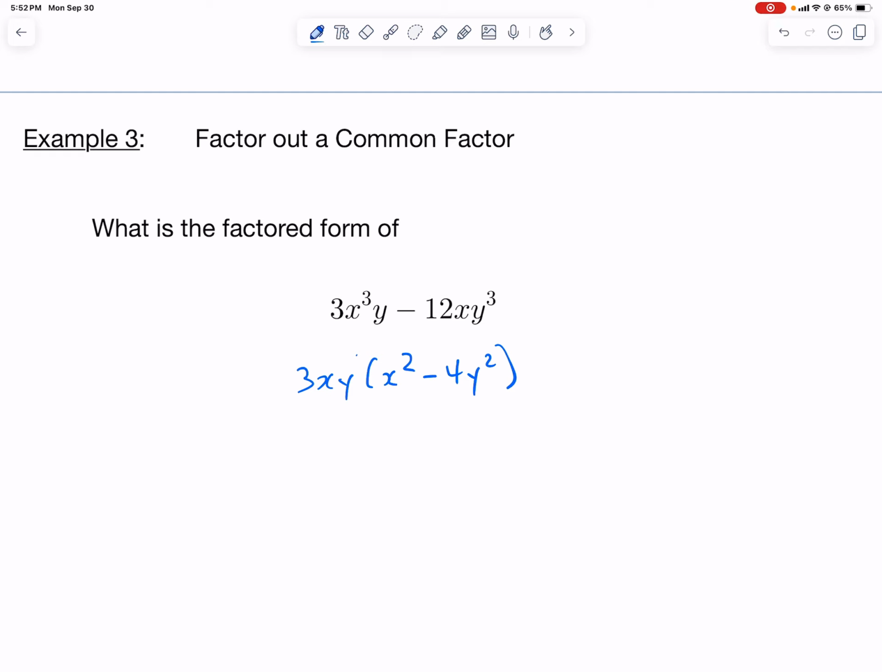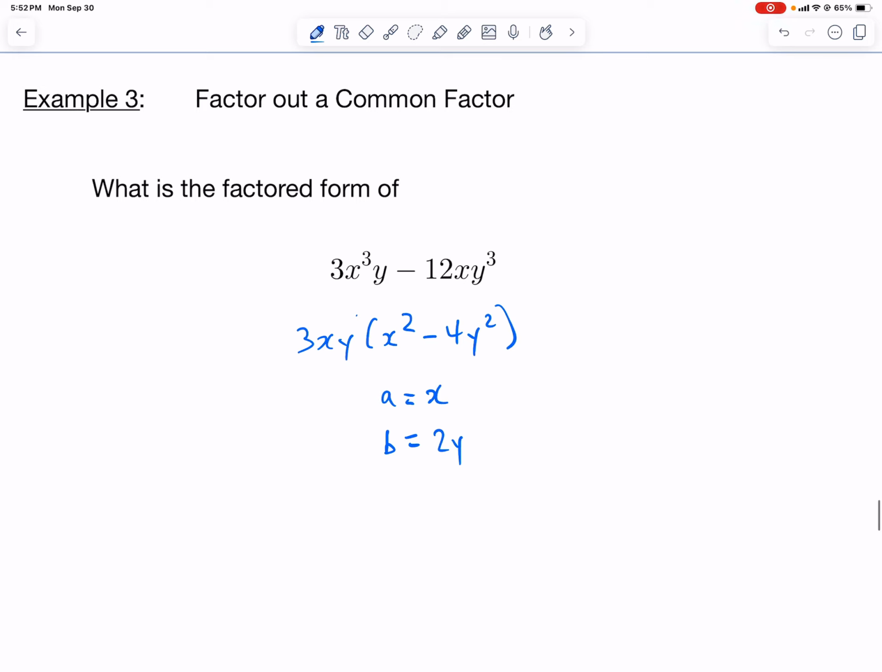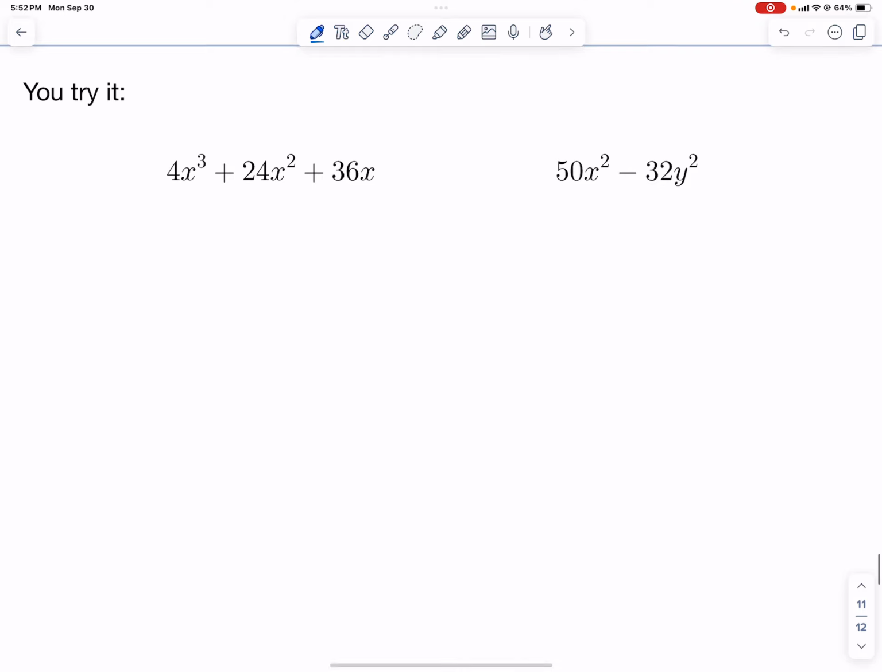So let's go ahead and identify our a. In this case, it's going to be the square root of x squared, which is x, that's my a. And then my b is going to be the square root of 4y squared, which is 2y. So then our factored form is going to be, and let's not forget our 3xy, 3xy times x plus 2y times x minus 2y. Okay? All right. So here are a couple of examples. Why don't you take a moment and see if you can factor those out.